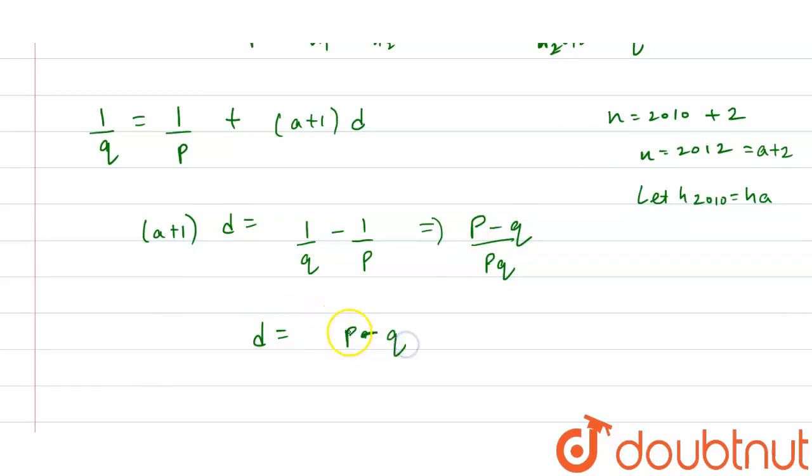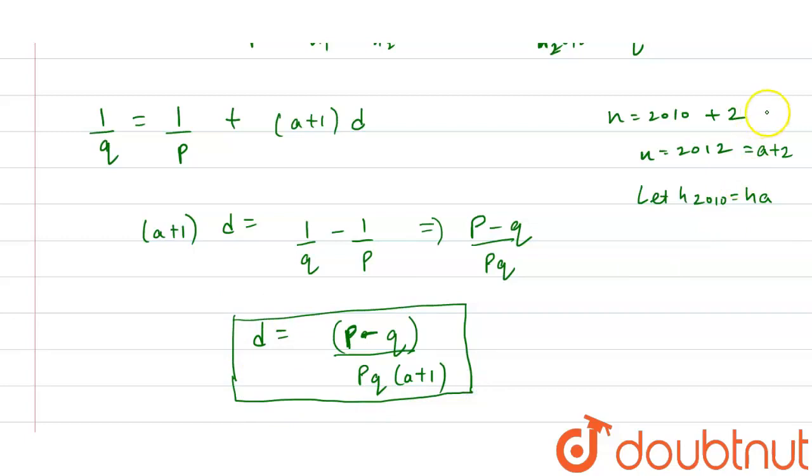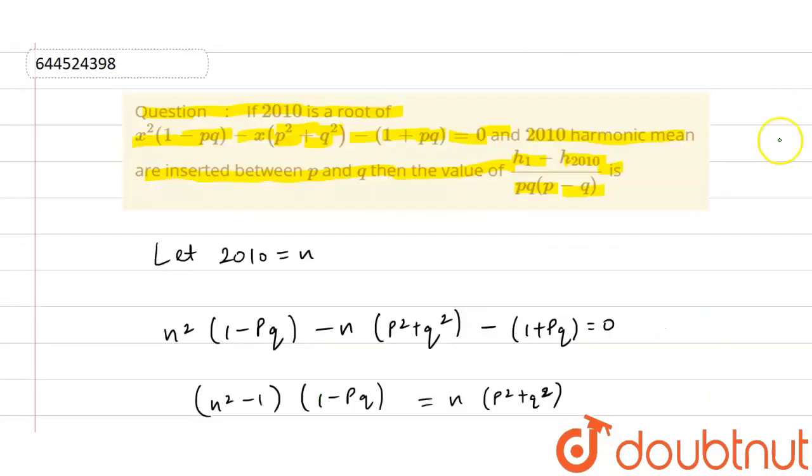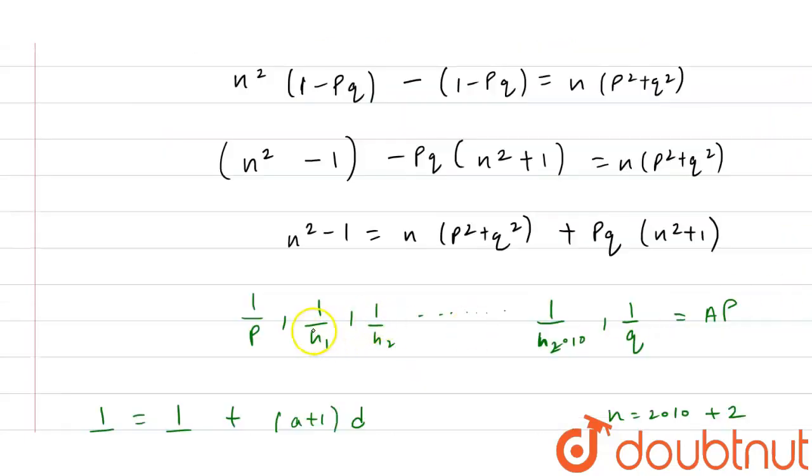This is (p minus q) divided by pq multiplied by (a plus 1). This is the value of our d. Now we have to find the value of h1. The series that we have taken, 1 by h1 minus 1 by p is equal to 1 by d.